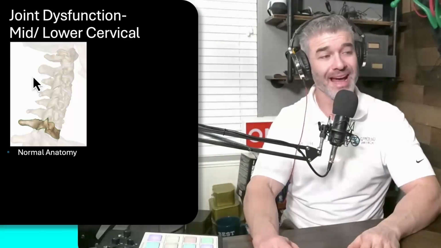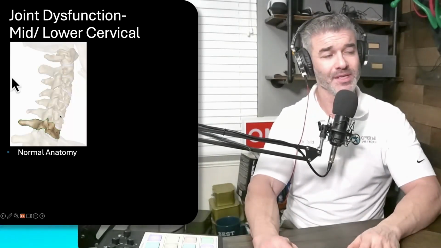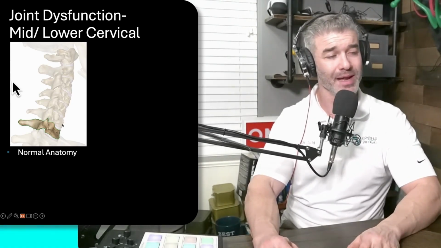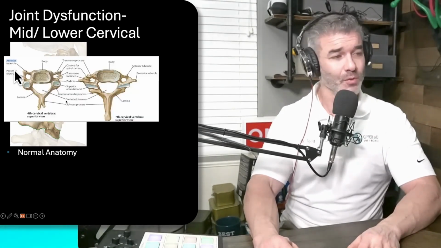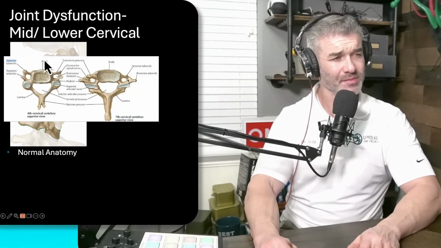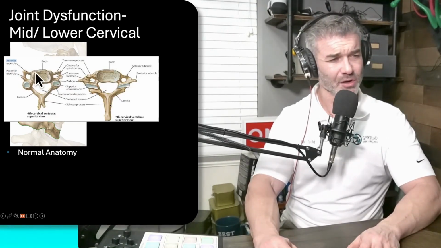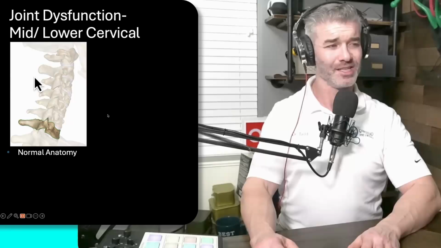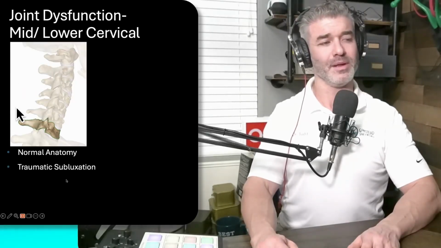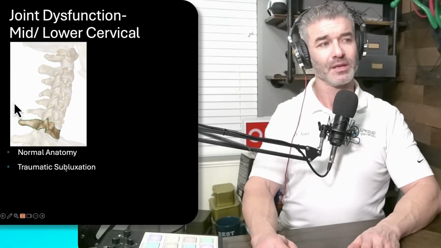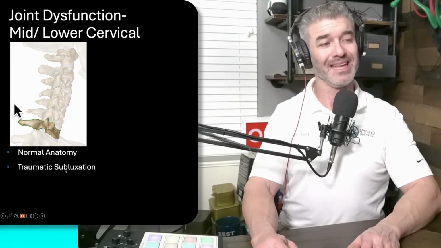So the normal anatomy of the lower neck, we talked about this in depth in a previous video where we went to anatomy and ligament. So if you haven't watched that one, you should go check that out. But there's some differences between the mid cervical and the lower cervical. It gets larger as it goes into the lower neck, as it transitions into the thoracic spine or the mid back. Traumatic subluxation can cause dysfunction and then pain in the lower neck.